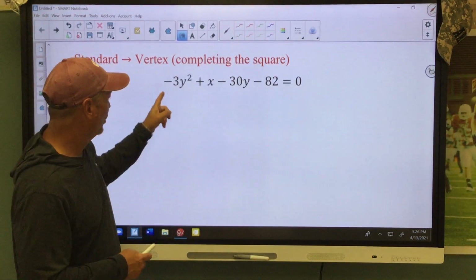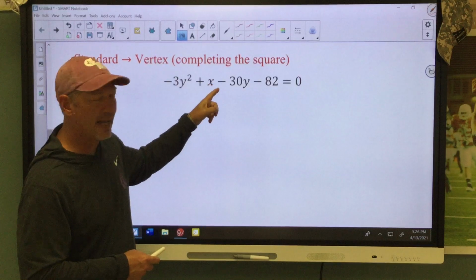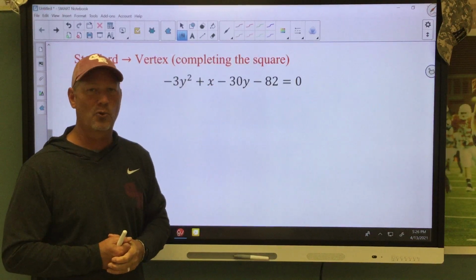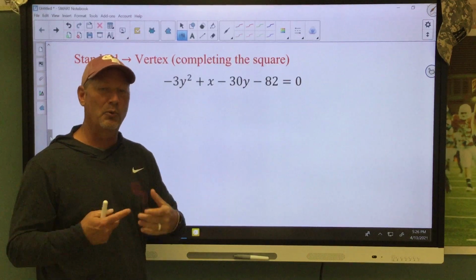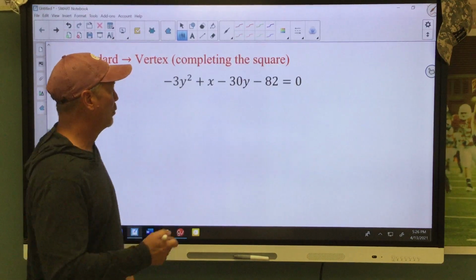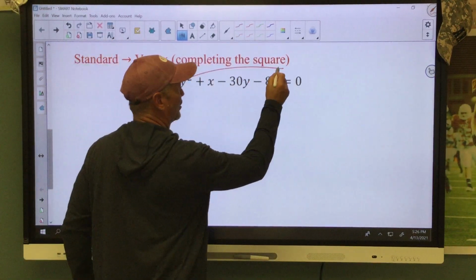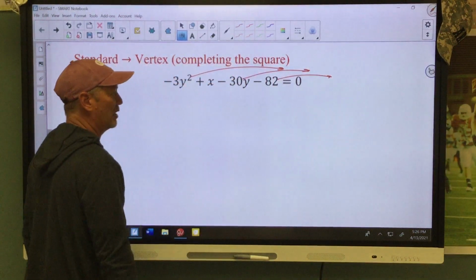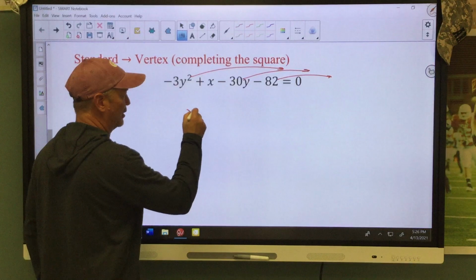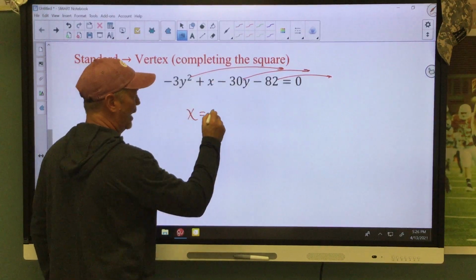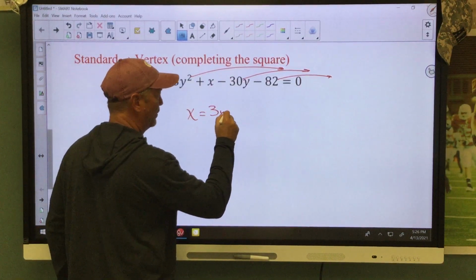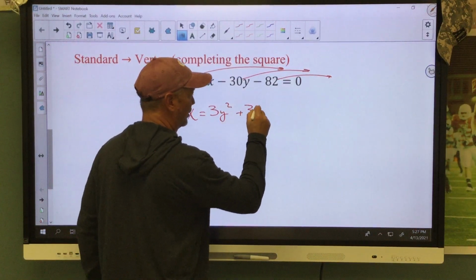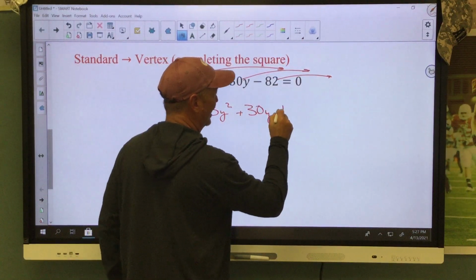Okay? We have a y and we have an x, but there's only one x and it's not squared. So that's the variable that we want to isolate. So we're going to move the y squared to the other side, this y to the other side, and the 82. We're going to move everything to the other side. And this will give us x equals a positive 3y squared plus 30y plus 82.